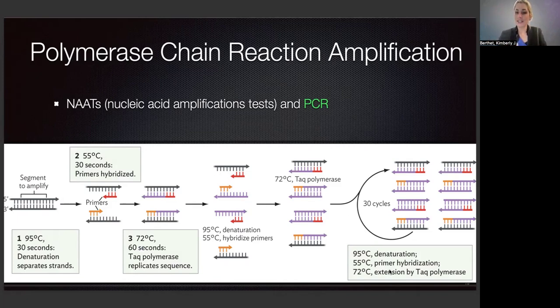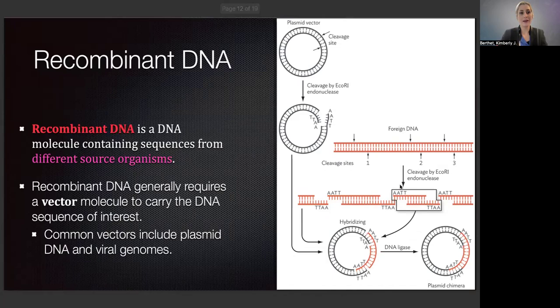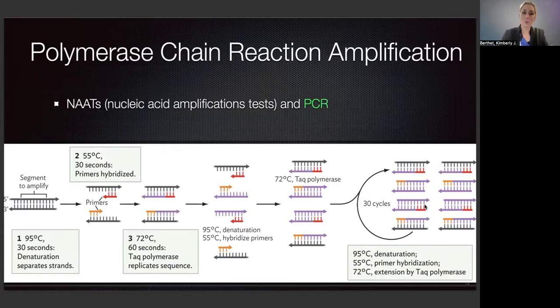And once we get enough DNA, we could use it to work with in a lab, or we could use it for maybe adding to a recombinant DNA reaction. Maybe we need to make more DNA to cut up. So PCR is used in a wide range of techniques, and we can use it to even analyze the sequence of DNA from microorganisms.